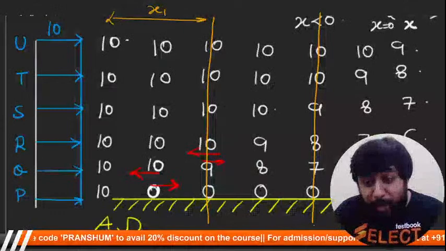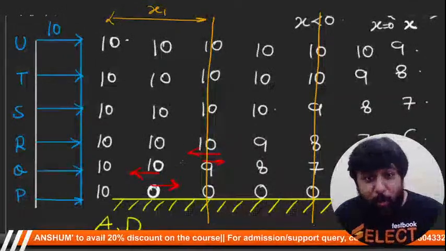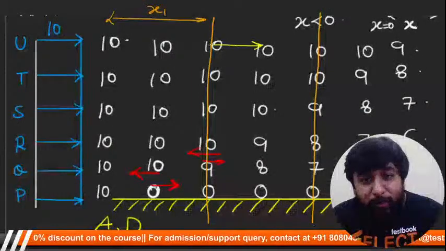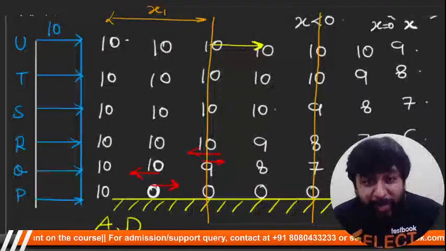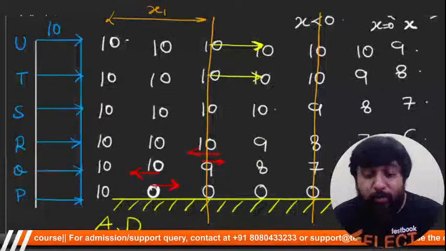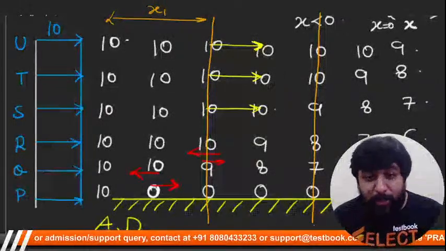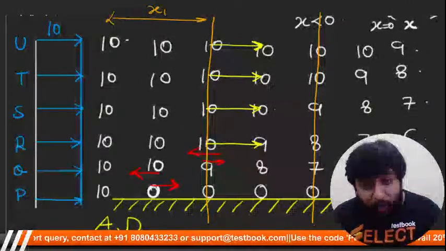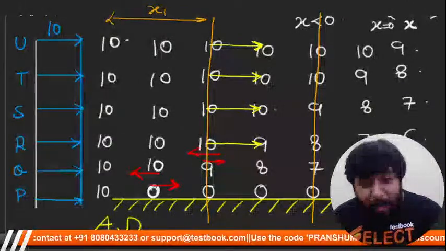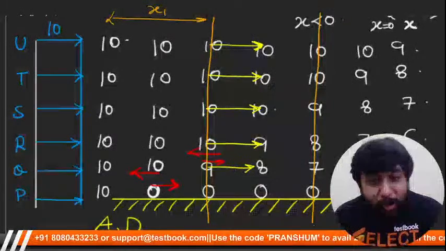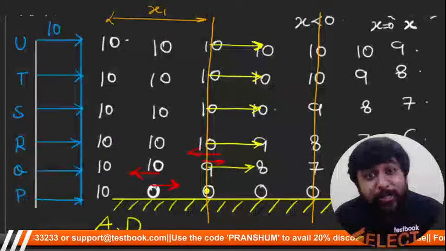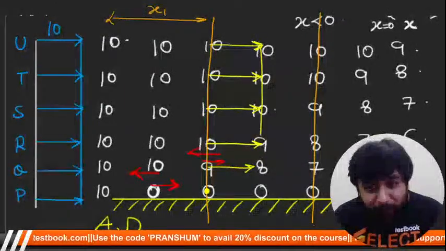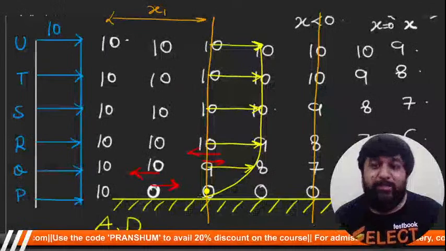Say for example, section 1. At section 1, at the topmost point, what is the velocity? 10 units. So there will be an arrow of 10 units. Second point, 10 units. Third point, 10 units. Fourth point, 10 units. But if you go below, what is the velocity at this point? 9 units, so a smaller arrow. And at this point? 0 units, so a zero length arrow. So the velocity profile will look like this.